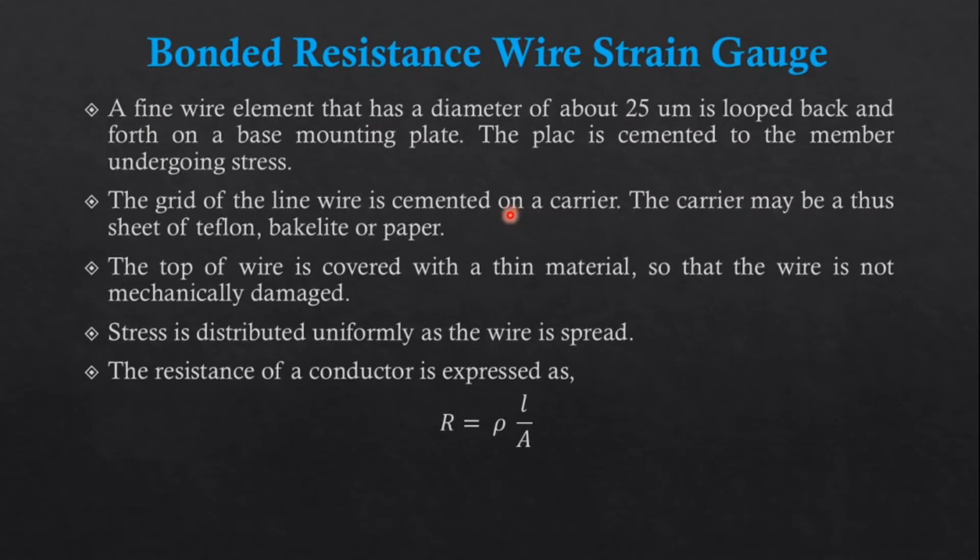Now the next one is the bonded resistance wire strain gauge. A fine wire element that has a diameter of about 25 micrometer is looped back and forth on a base mounting plate. A plank is cemented on the member undergoing stress. Okay, let's see the figure first.